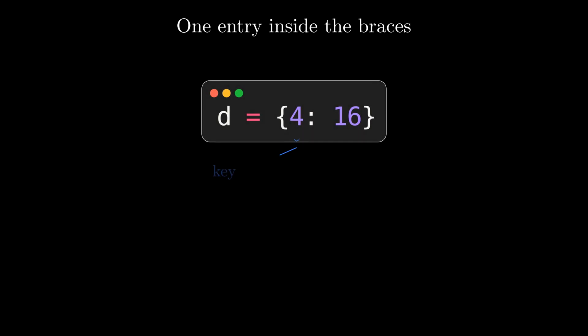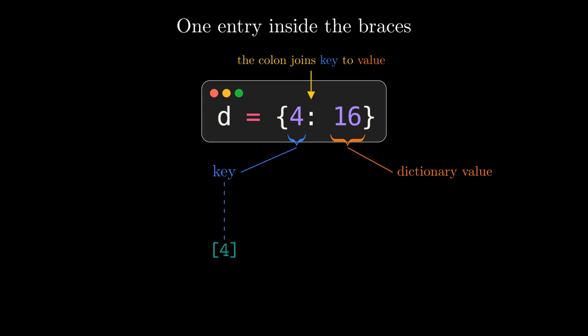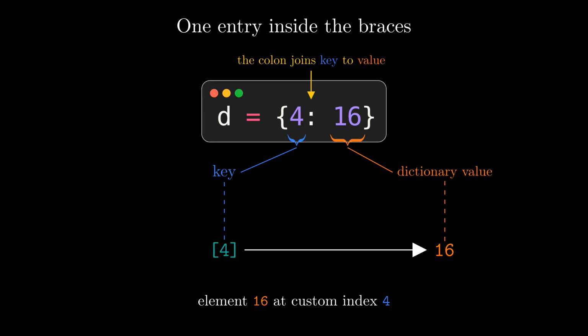To store something, we put an entry inside the braces. Here's a dictionary with one entry. The key 4, a colon, and the value 16. The thing before the colon is the key. The thing after the colon is the dictionary value tied to that key. Reading it through the list analogy, this places the element 16 at the custom index 4. The colon is what glues a key to its value.